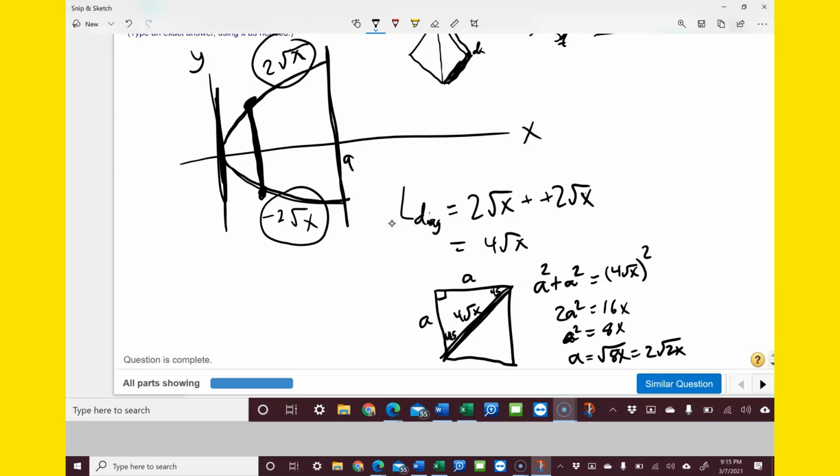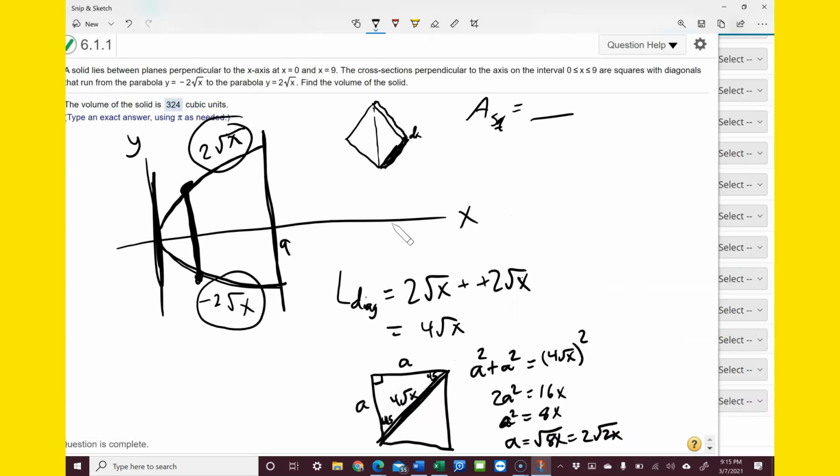And so now the area of that square is the square of the side length. That's the side length. So the area is the square of that. So square root 2x squared, which is 4 times 2 times x, which is 8x.